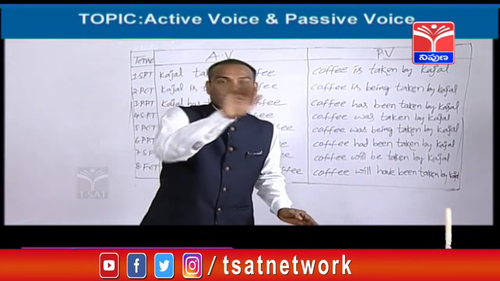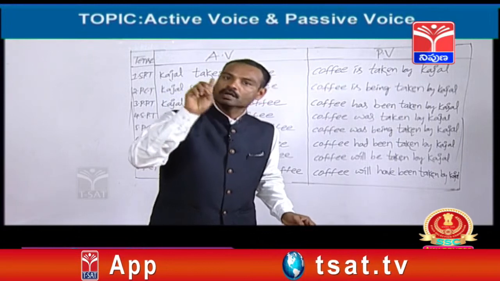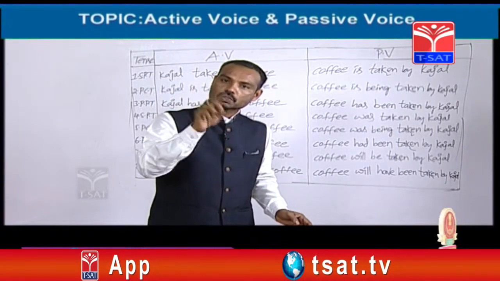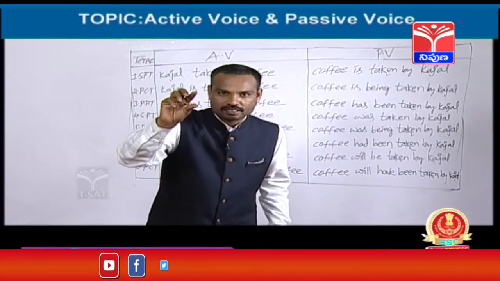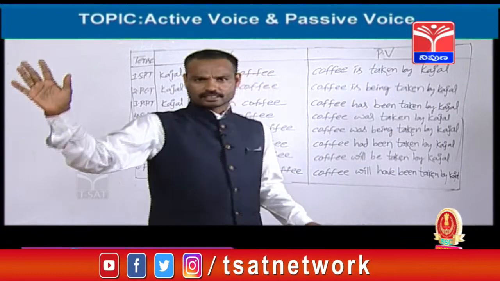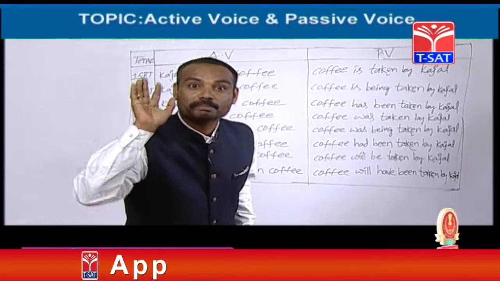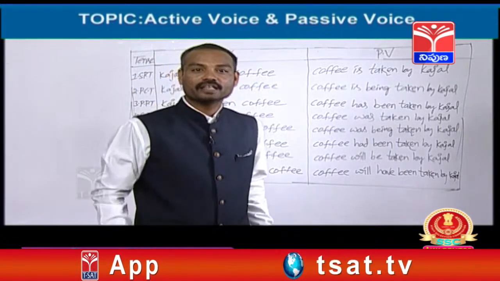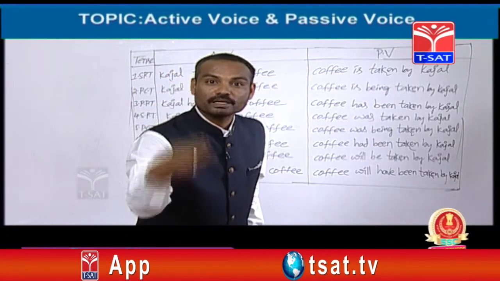Whenever you find modal verbs in the active voice, like shall, should, will, would, can, could, may, might, must, that modal verb should be written as it is. After writing that modal verb as it is, be should be written. For example, in the active voice, they have given will. In the passive voice, you write will be.